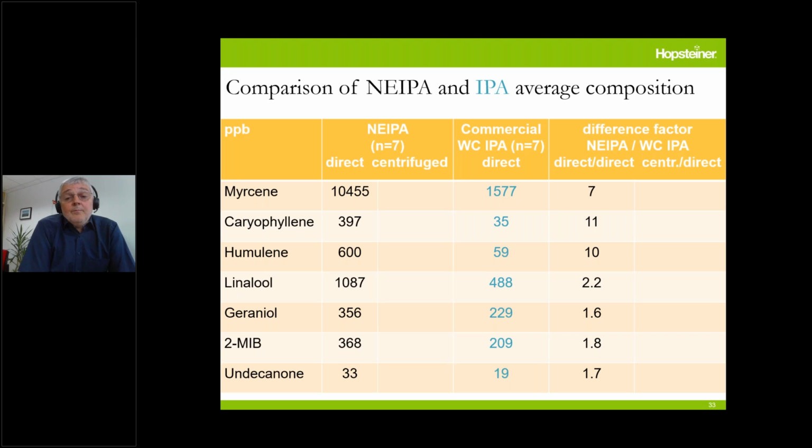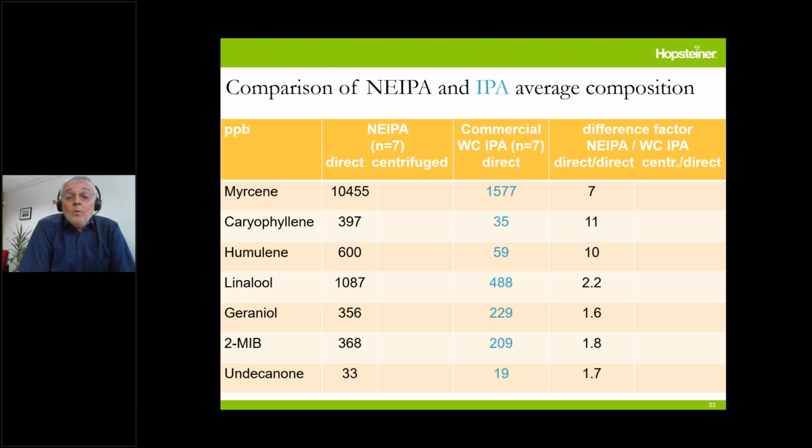And you see the concentration for myrcene, for example, is a factor of 7 higher in the New England IPA as compared to a West Coast IPA. For caryophyllene and humulene, the difference factor is even higher, 10 and 11 respectively.